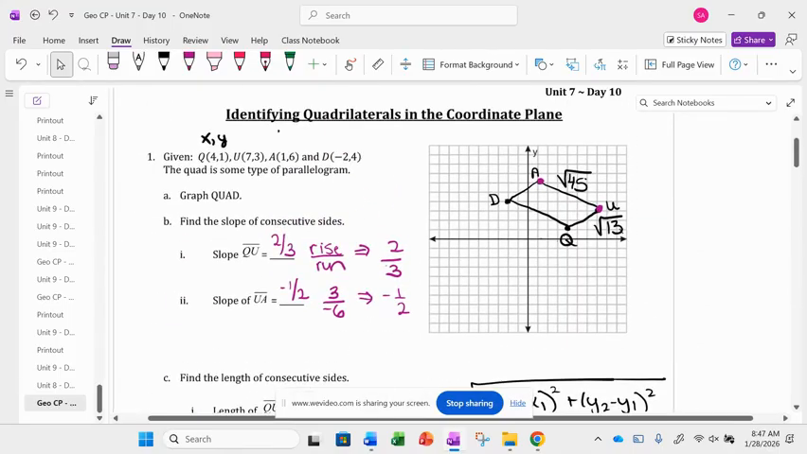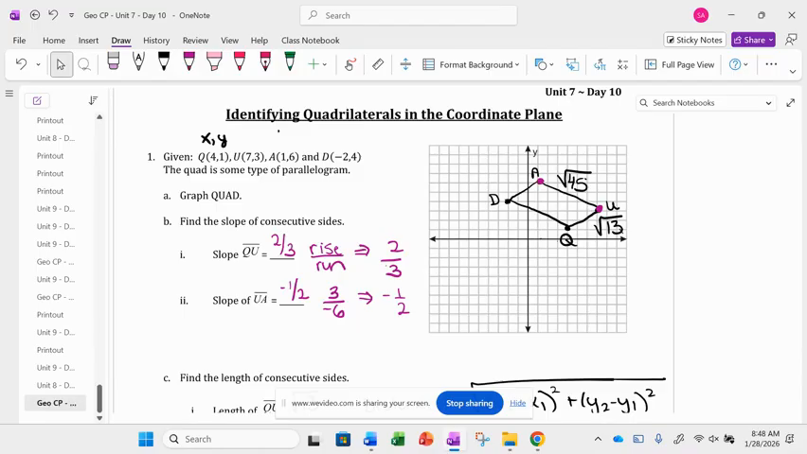Okay, so now in the directions, it had said this quadrilateral is some type of parallelogram. So now we want to know, is it anything better than a parallelogram? Our options for being better than a parallelogram would mean it's a rectangle. But in order to have a rectangle, we would have needed the right angles. And the slopes were not opposite reciprocal, so it didn't make right angles. So it's not a rectangle. The other option that's better than a parallelogram is a rhombus. But in a rhombus, all sides are congruent.